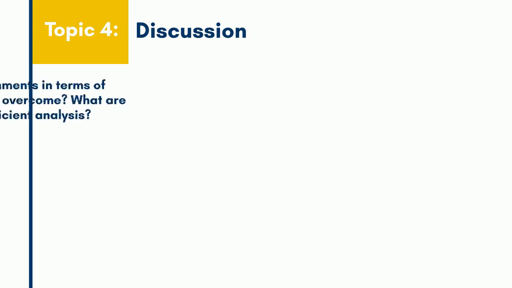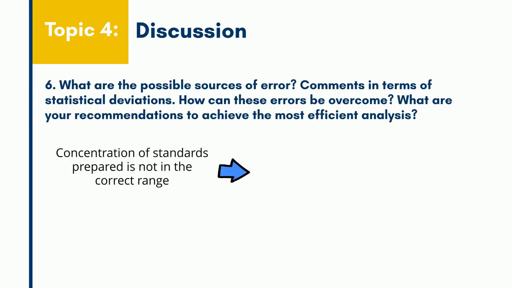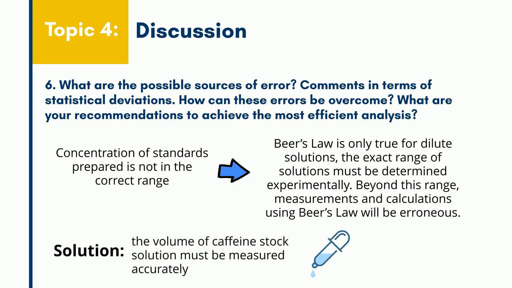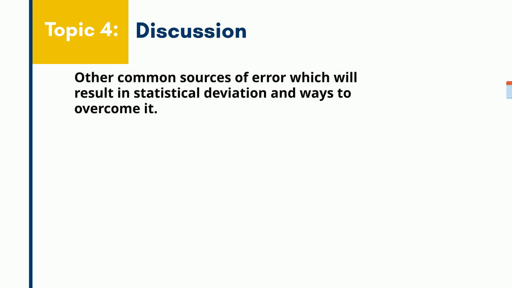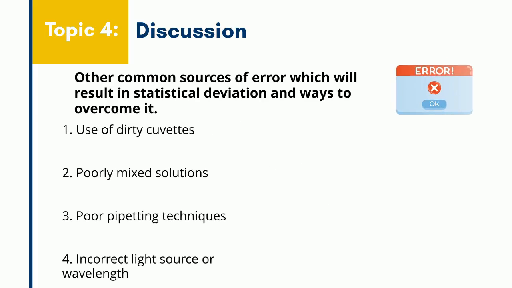One main source of error is the inaccurate preparation of the concentrations of the standards. The concentrations prepared might be too high, and this causes deviation from the Beer-Lambert's law. Therefore, the volume of the caffeine stock solution must be measured accurately. Here are some other common sources of error which will result in statistical deviation and some of the ways to overcome it.